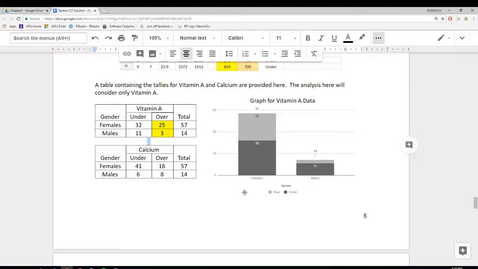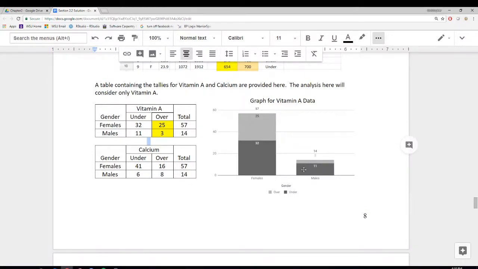Now, if females were getting about an appropriate amount of vitamin A, I would anticipate that about half of this box would be over and about half of this box would be under. In particular, for females, there's 57 total females in the study. Half of 57 is about 28 and a half. So right around 28 or 29 females should be in each of these boxes if females are getting an appropriate amount of vitamin A. And that's again how I'm going to build my simulation model.